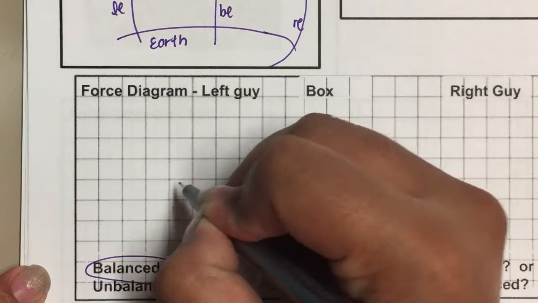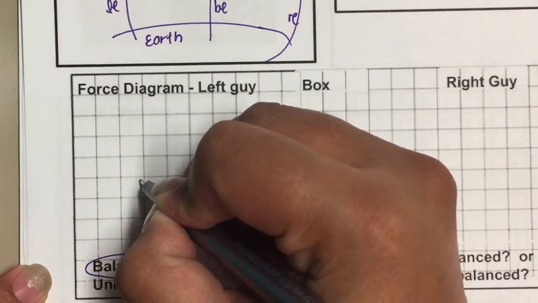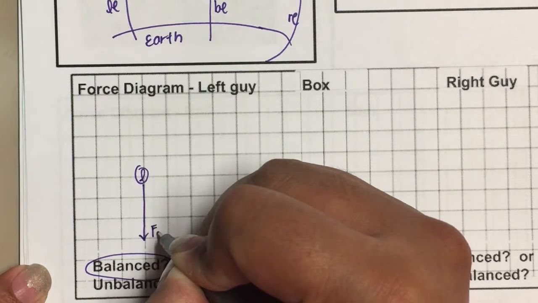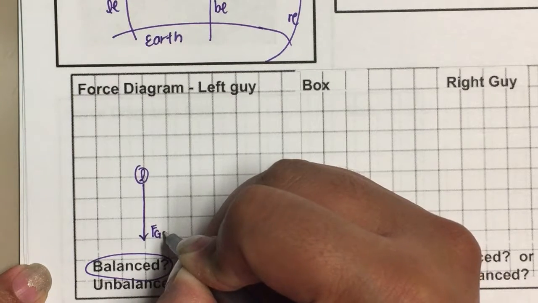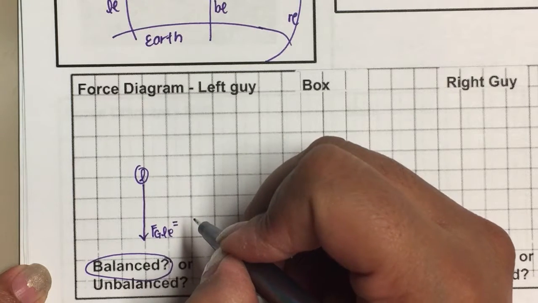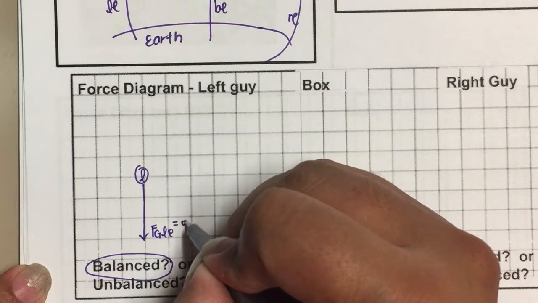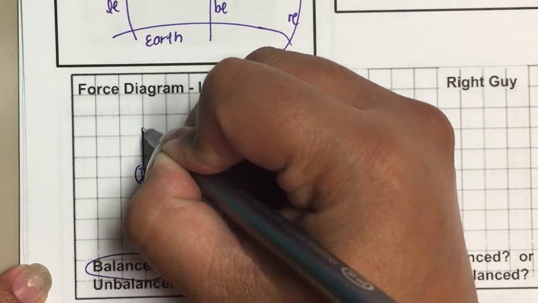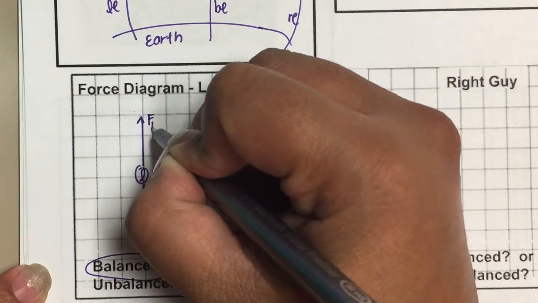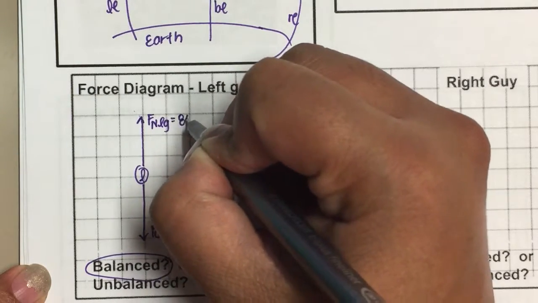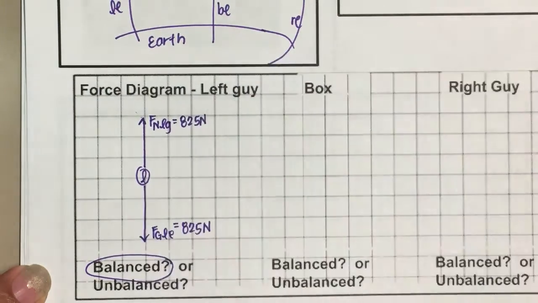We are going to write the left guy is being pulled by the force of gravity on the left guy by the earth, which is happening at 825 newtons. The floor is pushing up the left guy, the ground, at also 825 newtons.